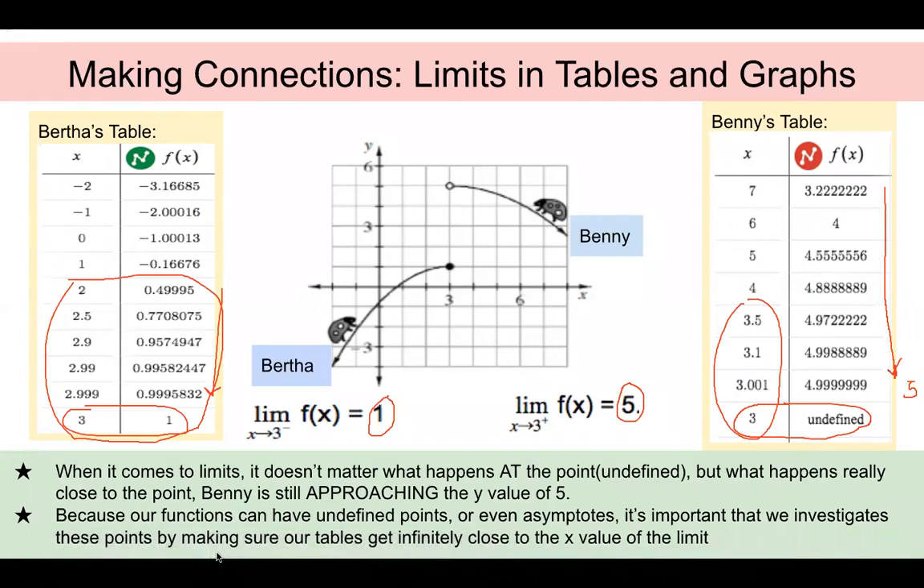And make sure you read the little bullet points there at the bottom. It's kind of synthesizing what was just said. And again, continue to make connections with what you see in the graph and what you see in the table. What do you see in the limit expression? How do they kind of match up?